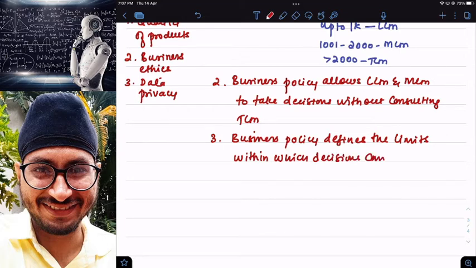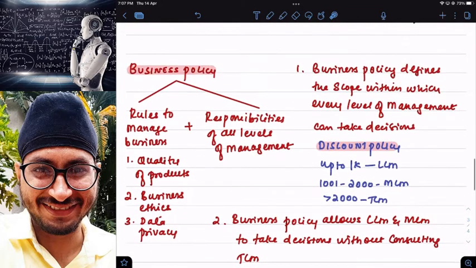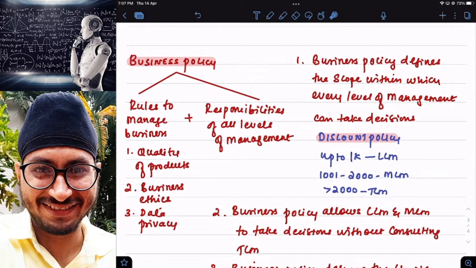Decisions can be taken. This point we have already discussed in point number 1. It will decide the scope or limit within which I have to take a decision. Clear? So in simple words, what is business policy, sir?